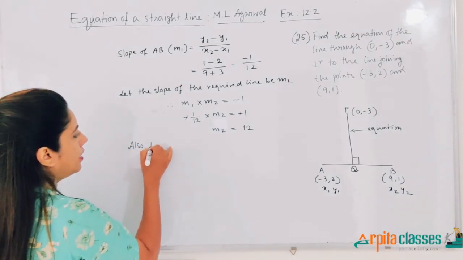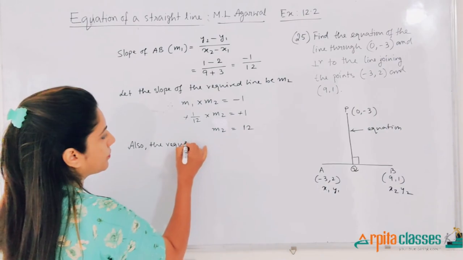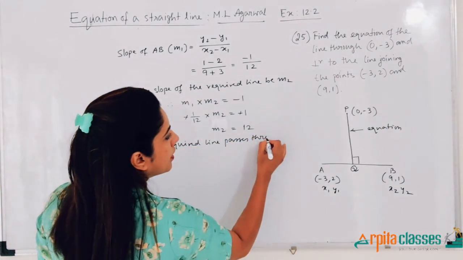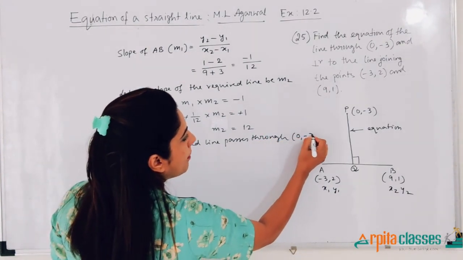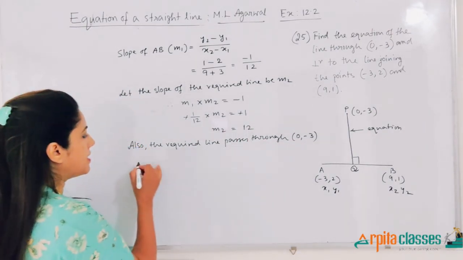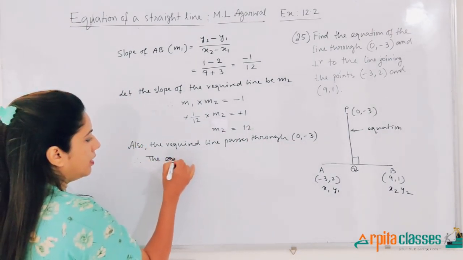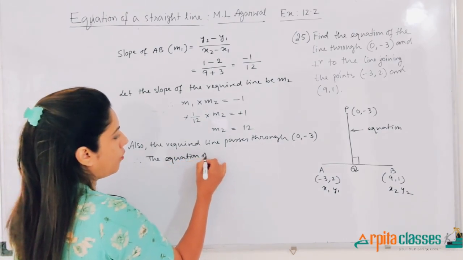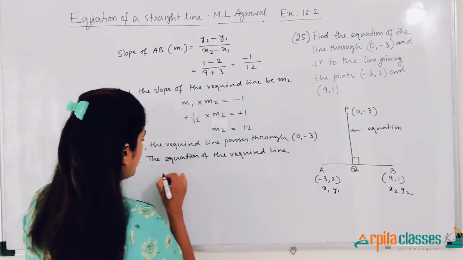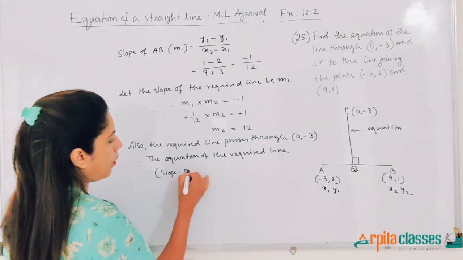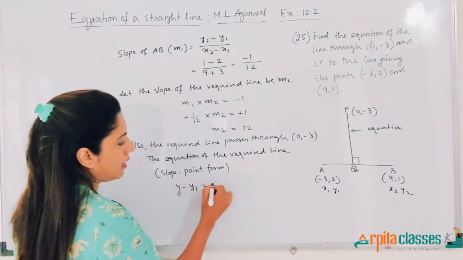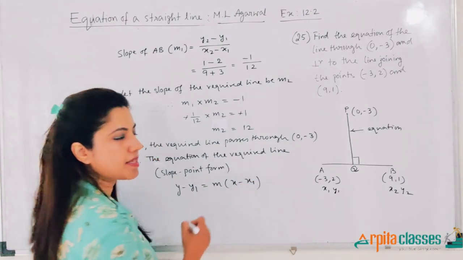Also, the required line passes through this point (0, minus 3). Okay, so we got the slope, we got the point through which it passes. Therefore, the equation of the required line, which form? Slope point form. So y minus y1 is equal to m whole into x minus x1.